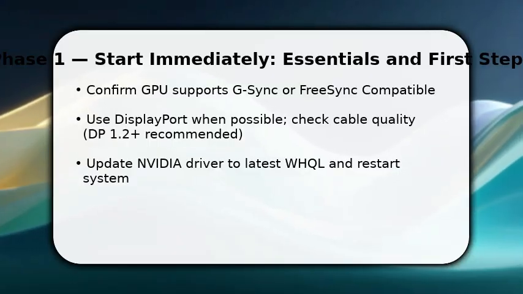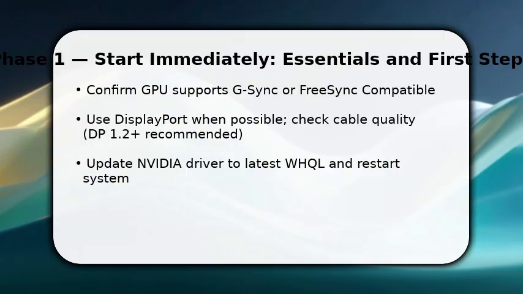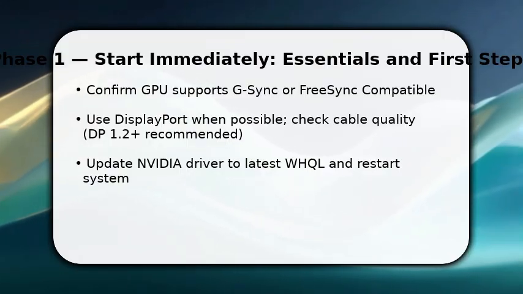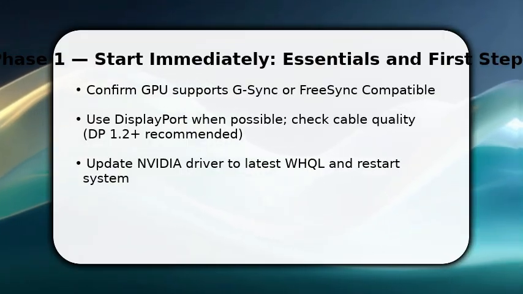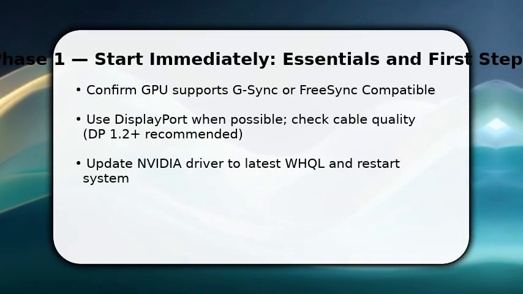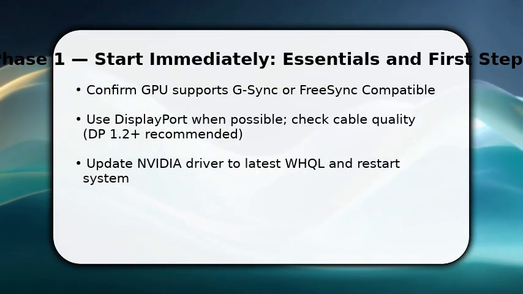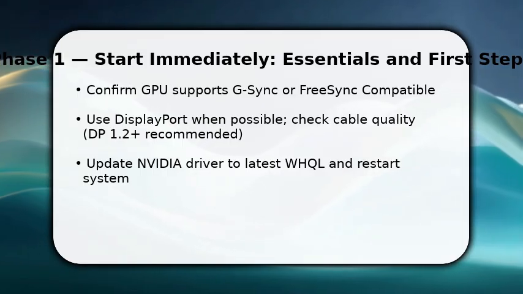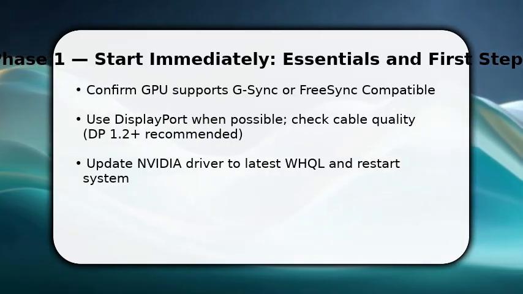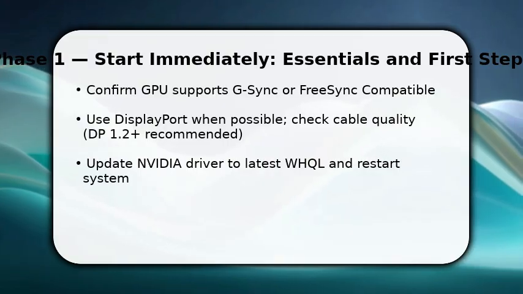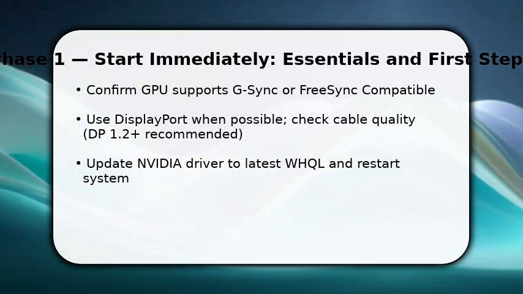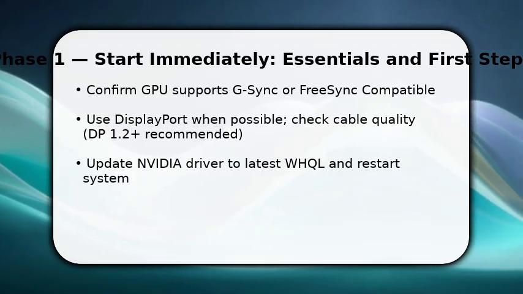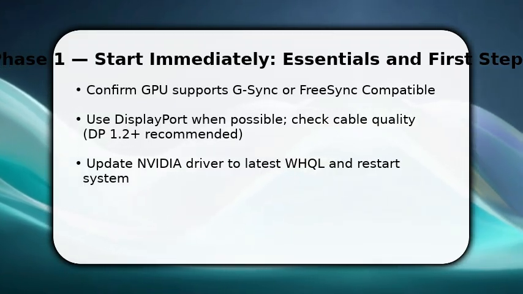You'll start by confirming compatibility and updating drivers. This is vital because adaptive sync needs both hardware and current software. Once done, connect the monitor via DisplayPort DP 1.2 or higher to avoid bandwidth limits. Make sure the monitor's firmware and OSD adaptive sync option are enabled. These toggles often live under picture or gaming menus.